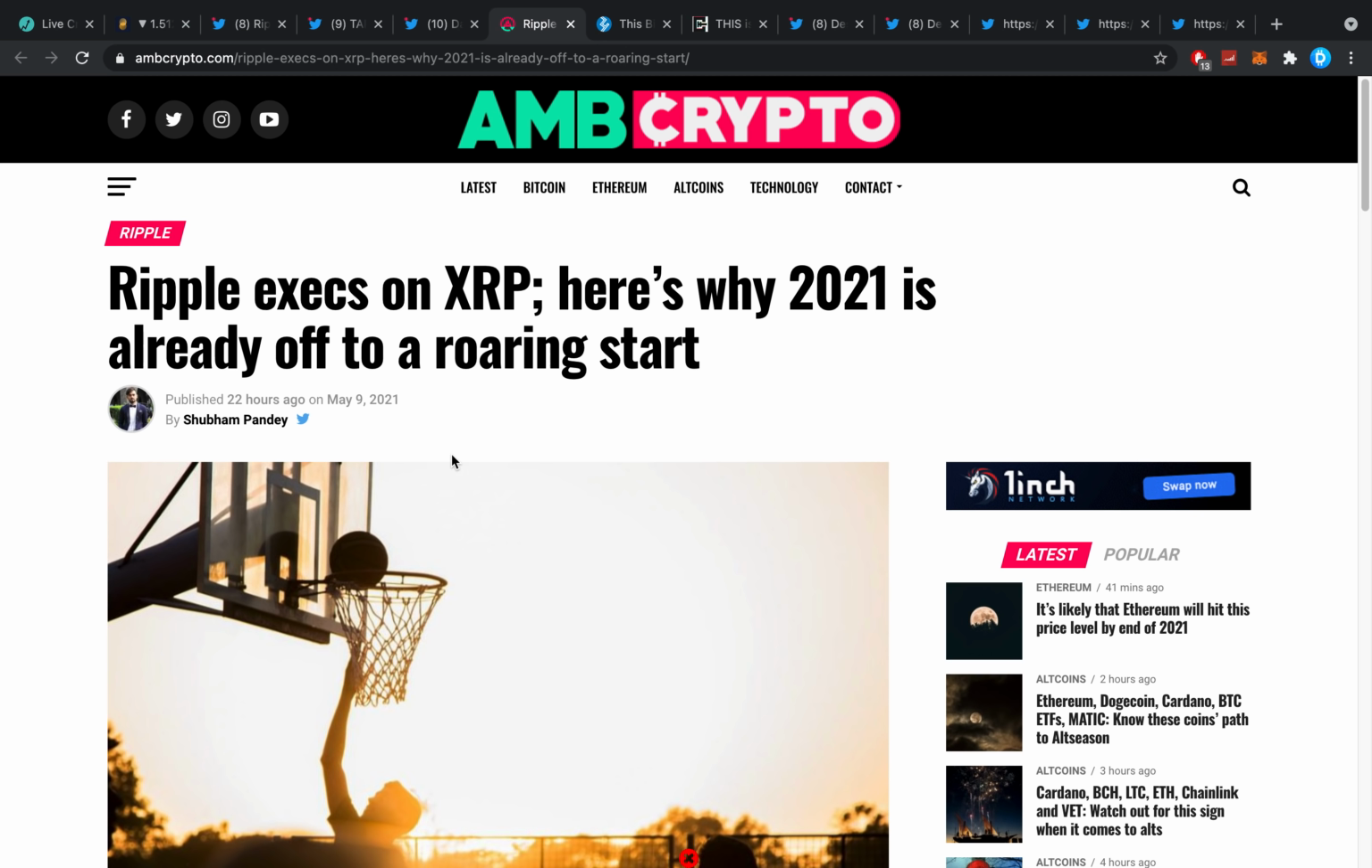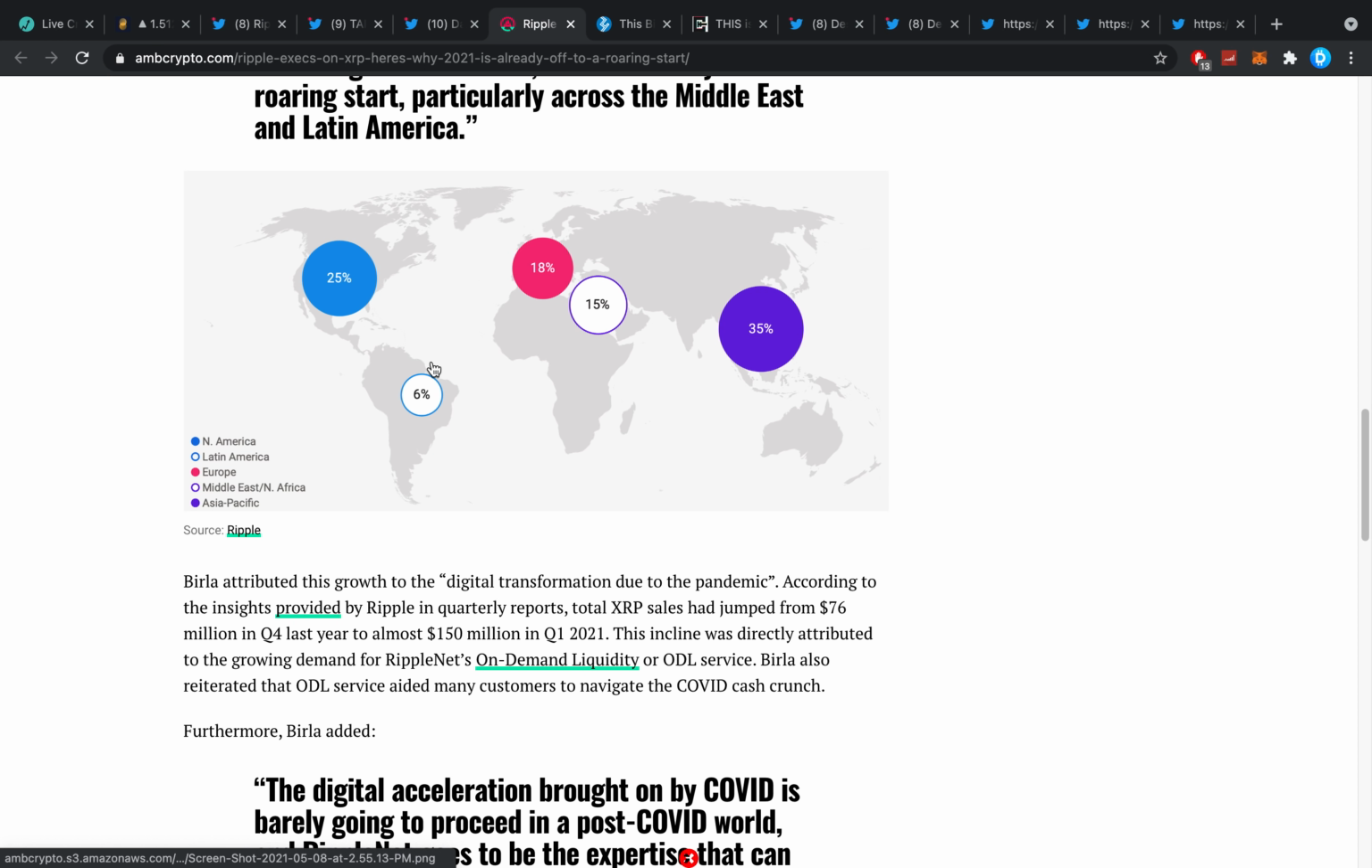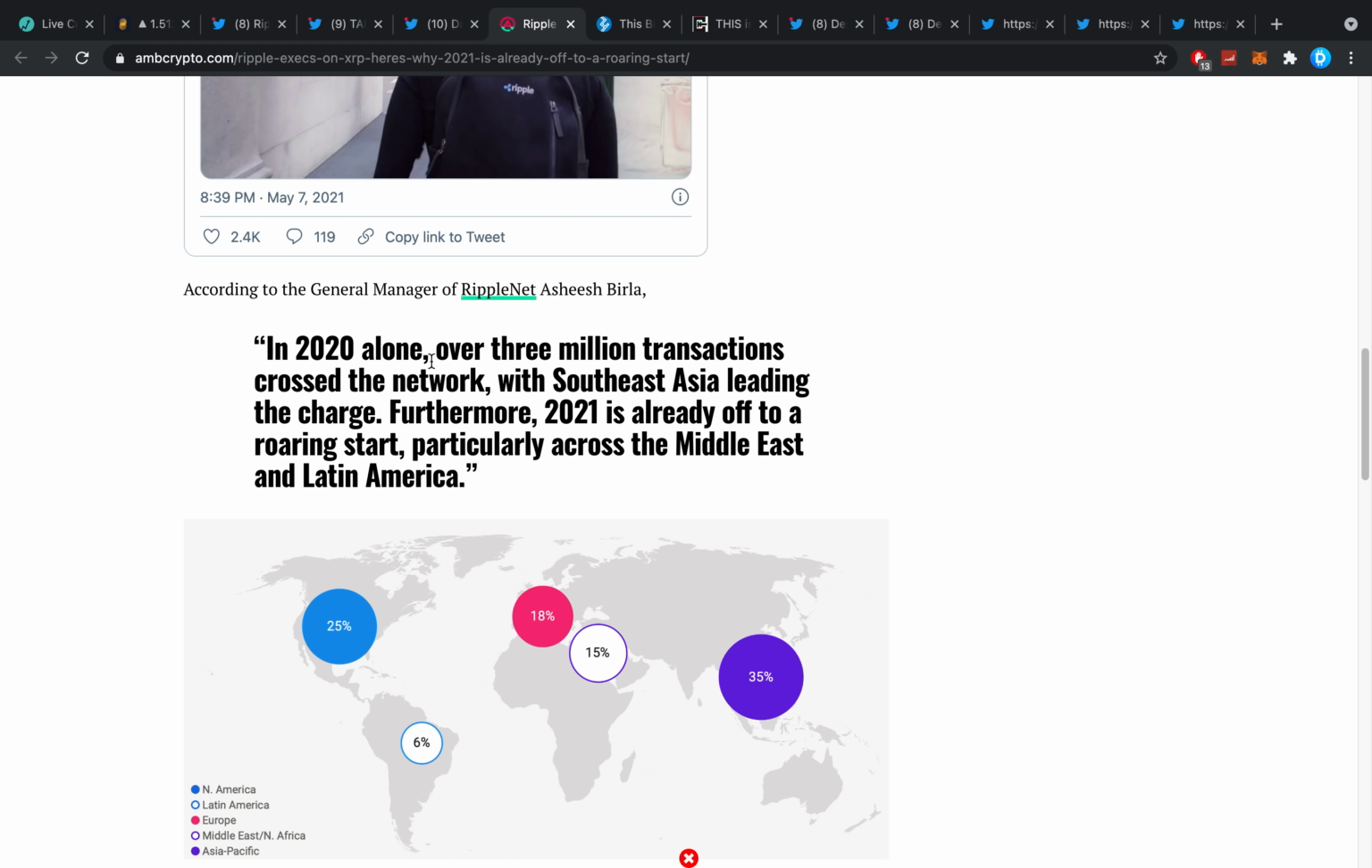Then, Ripple executives on XRP: here's why 2021 is already off to a roaring start. I think we partially talked about this article already, but if you look for yourself at how much adoption they've already gotten, how much of a use case they're building out, how much further they've gotten with the CBDC, and for a good part, of course, we don't even know about that because they're hiding a lot of it, how much volume they've done, how many partnerships they've gotten.